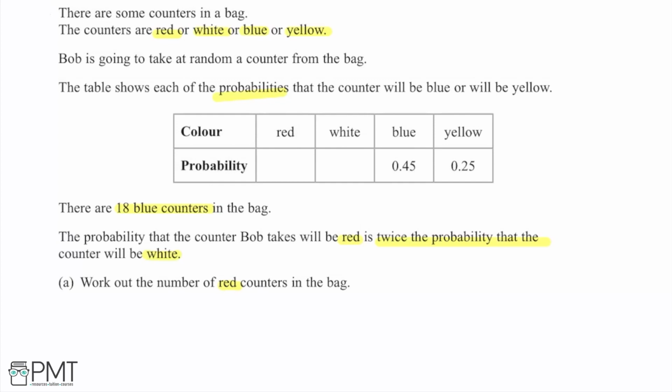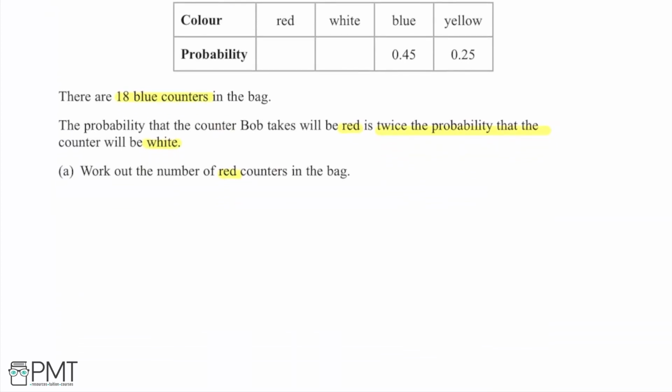we can also calculate. So if I have a look at the information that we have, we're told that the probability the counter is red is twice the probability that the counter is white. So we could fill this in. If the probability of a counter being white is x, the probability of it being red is 2x. Now, the counter that's picked has to be either red, white, blue or yellow, so all of their probabilities need to sum to 1 because they're all of the things that can happen. Nothing else can happen if a counter's picked.